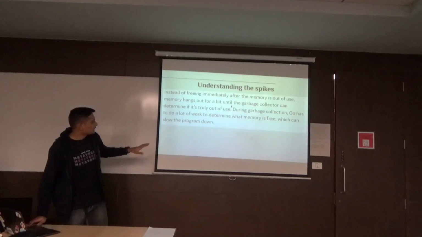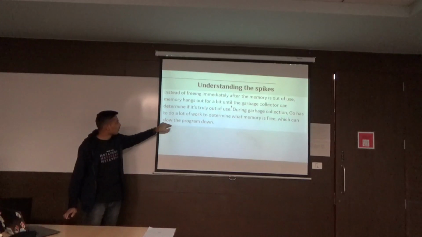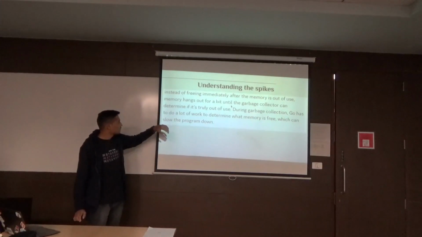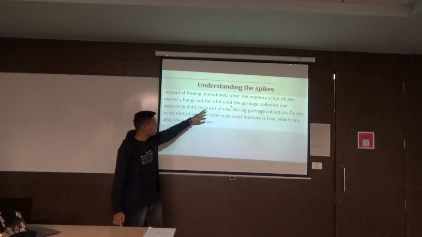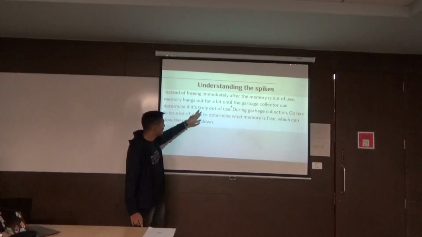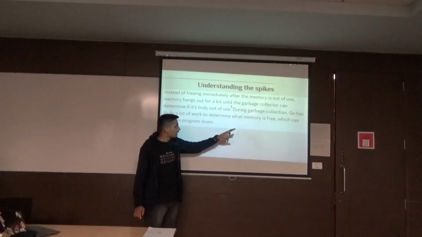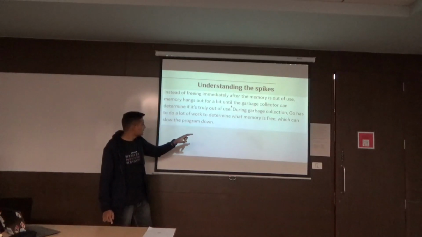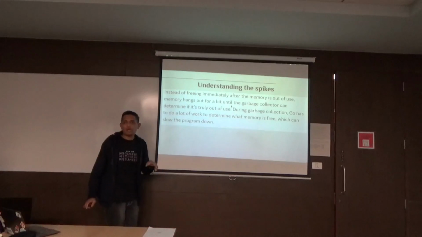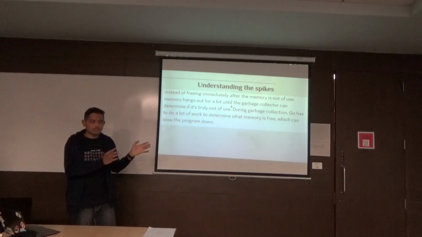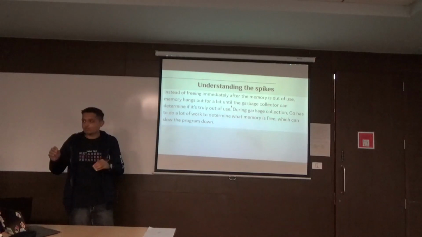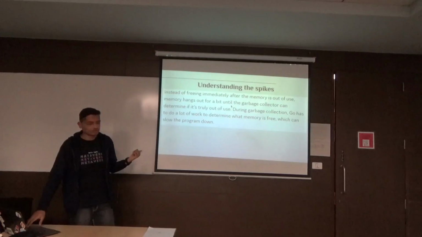To understand these spikes, this is directly taken from the blog: instead of freeing memory immediately, the memory that is out of use hangs around for a bit until the garbage collector can determine if it's truly out of use. During garbage collection, Go has to do a lot of work to determine what memory is free, which can slow the program. It traverses the whole heap, so it has to figure out what memory it should free and what memory it should keep. The traversal that happens was the time-consuming job.